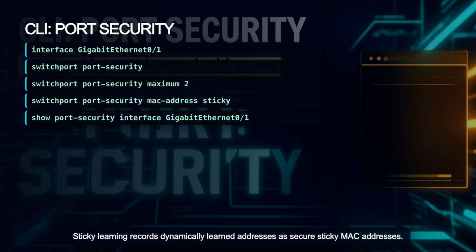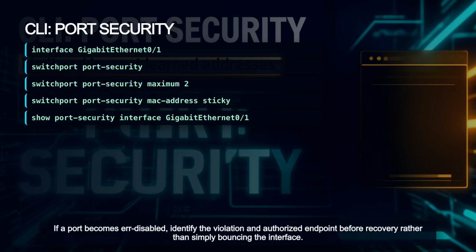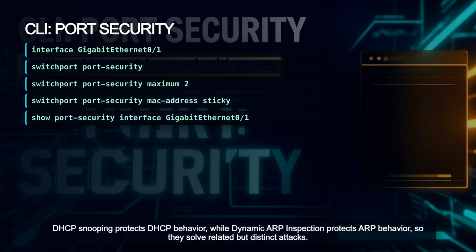Sticky learning records dynamically learned addresses as secure sticky MAC addresses. If a port becomes error-disabled, identify the violation and authorized endpoint before recovery rather than simply bouncing the interface. DHCP snooping protects DHCP behavior, while dynamic ARP inspection protects ARP behavior, so they solve related but distinct attacks.